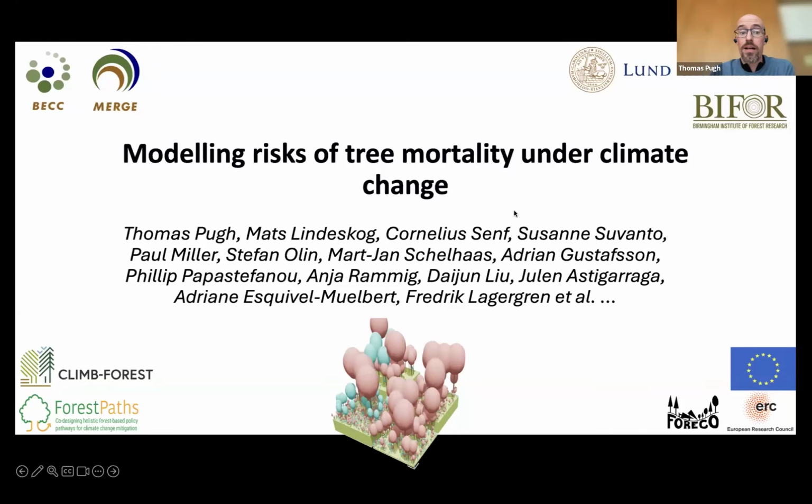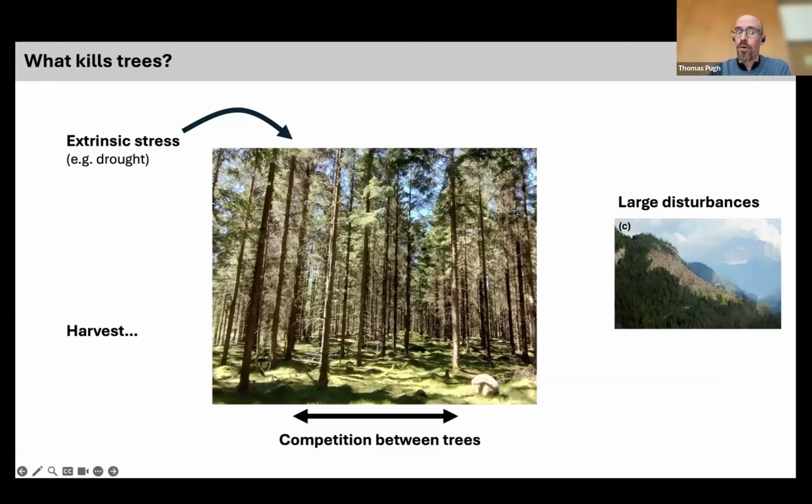A good place to start is with what kills trees. This is a topic that we could talk about endlessly on an almost philosophical level. But I think we could boil it down into some general groups, which is what I want to do here. Here you've got a beautiful picture of a spruce stand in Sweden. And how might those trees die?